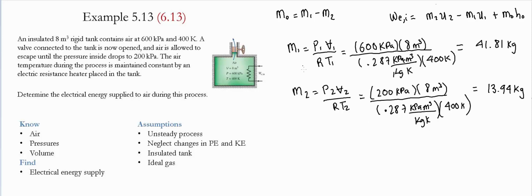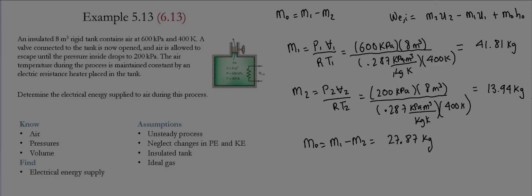Now that we have the initial and the final mass, we are able to find out the mass leaving the system. Mass leaving is simply the difference, mass 1 minus mass 2. If we take this minus this, we find that the mass leaving the system is 27.87 kilograms.